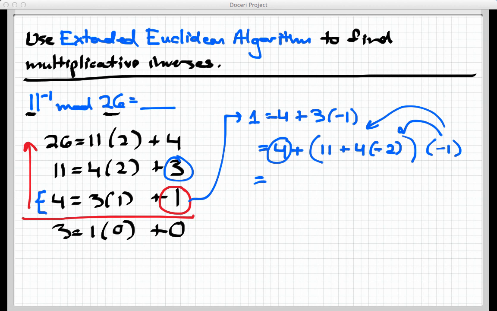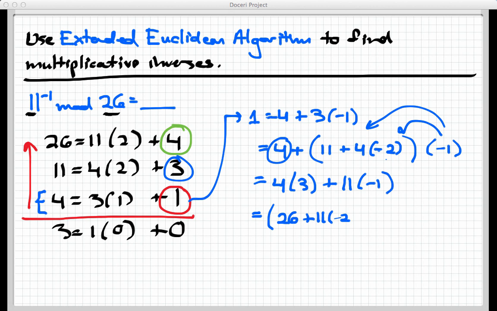If I distribute the negative 1 through here, there's a 4 out in front, and I have 4 times negative 2 times negative 1. This is 4 times 3 in all. And then the negative 1 also distributes to the 11, and so I have this. Now the 4 is this remainder, and I can solve for it as well. Let me make that substitution. So 4 can be written as 26 plus 11 times negative 2.